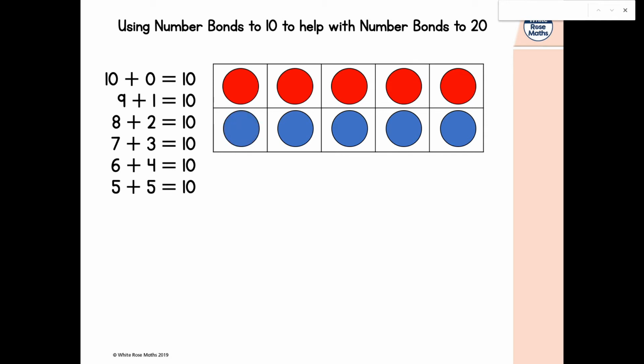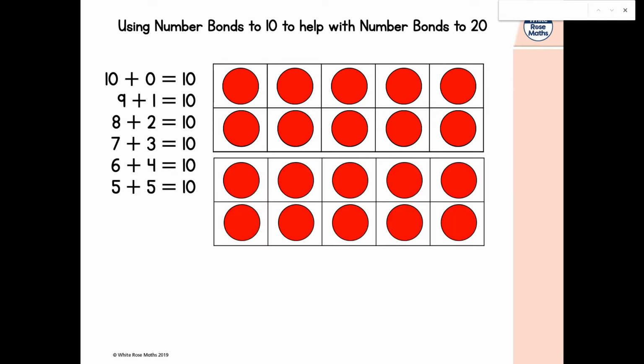5 plus 5 equals 10. Super. But how does that help us to know our number bonds to 20? Well, first of all, we need to build 20. And all we have right now is 10. So let's build another 10 frame and fill those in. Now we have 10 plus 10 equals 20.